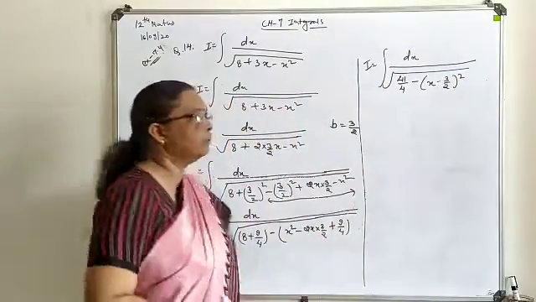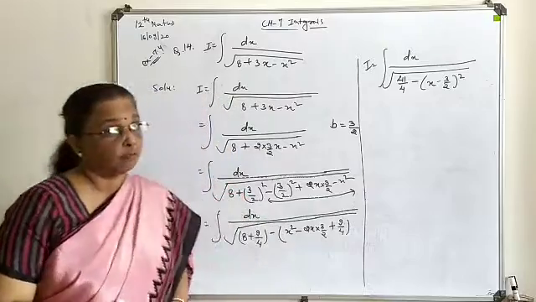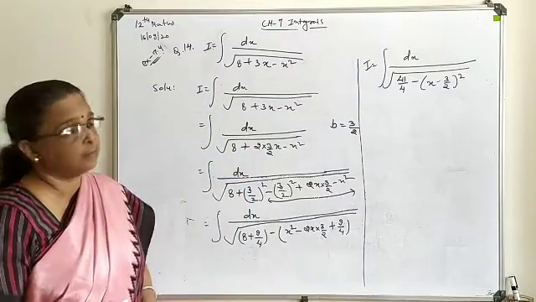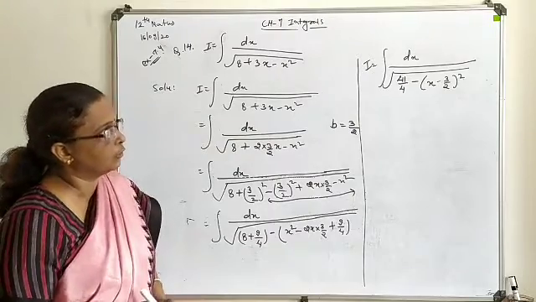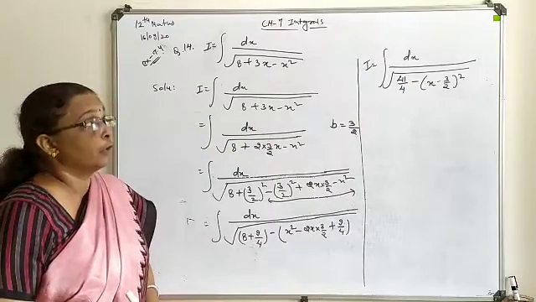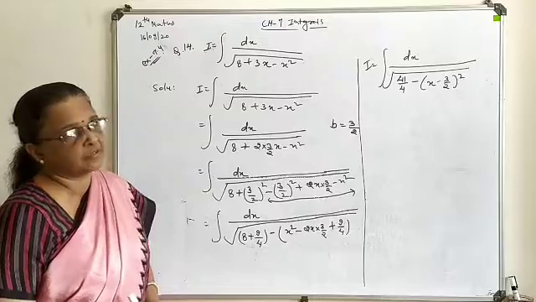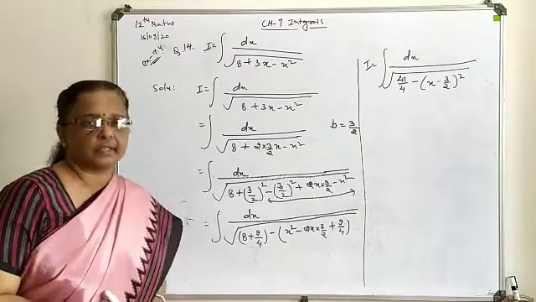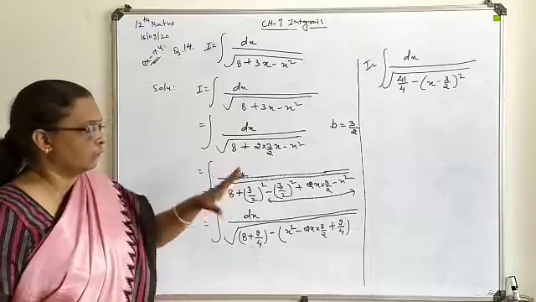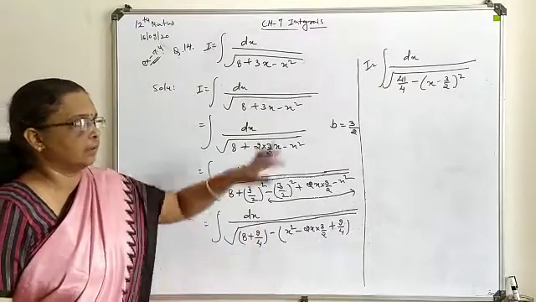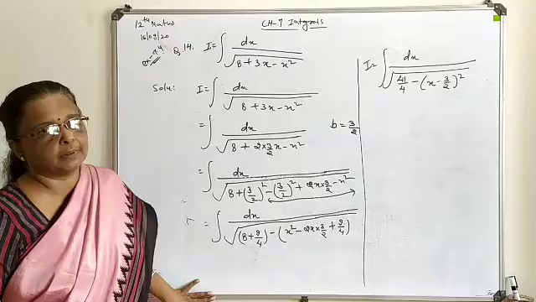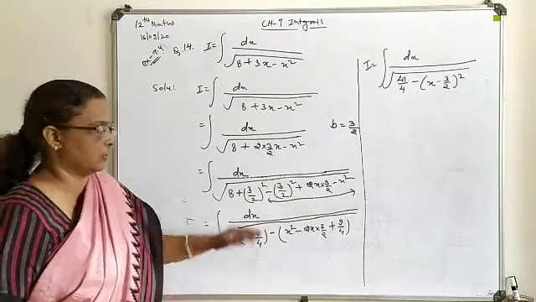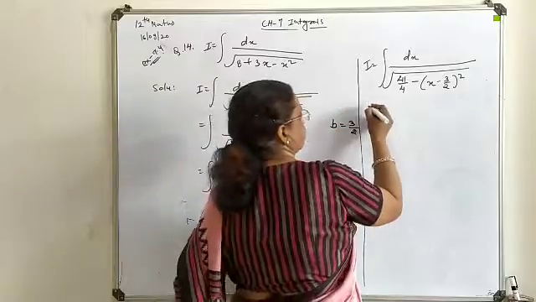So this will give you a formula form as 1 upon under root a square minus x square, where your a is under root 41 by 2 and your x is x minus 3 by 2. So this will implement the formula as a sine inverse form. Now everything is clear in our hand to implement the formula. So now we can proceed about the integration.